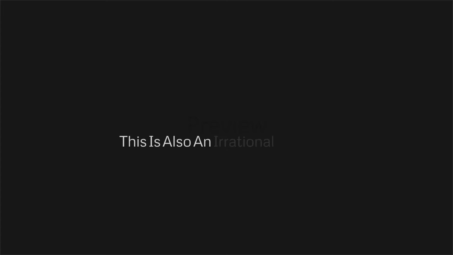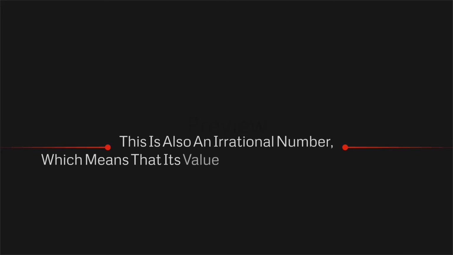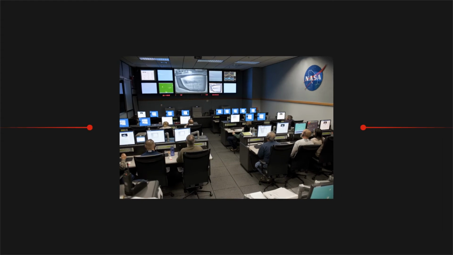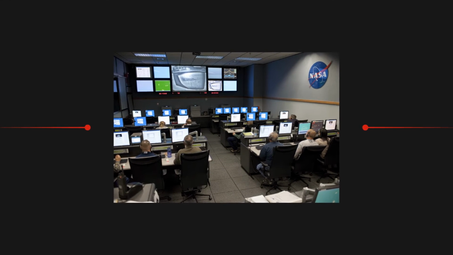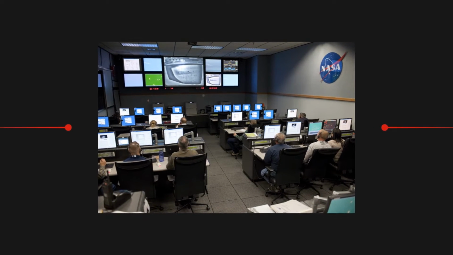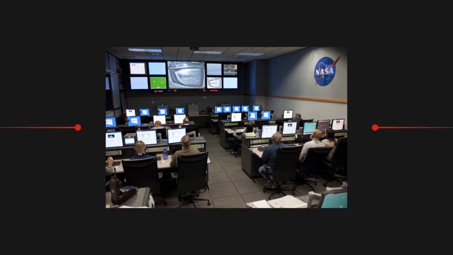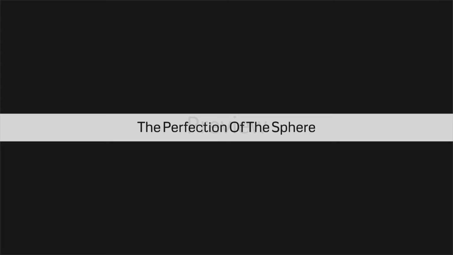This is also an irrational number, which means that its value cannot be expressed exactly. A NASA computer has calculated 10 million decimal digits without finding the exact number. In this irrational number lies the perfection of the cube. The perfection of the sphere.